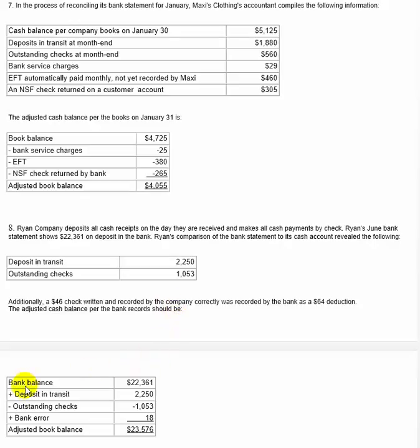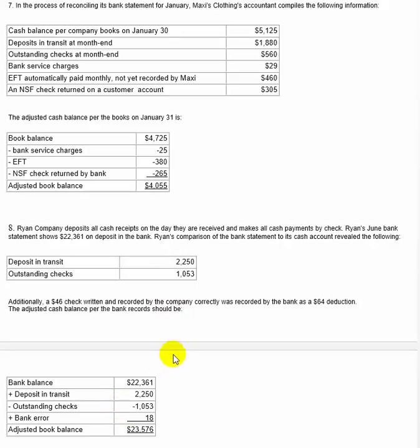Well, we'll start with the bank balance as of our statement, which is $22,361 up here. That's what our statement shows. And then we're going to add deposits in transit of $22.50. This is something that the bank doesn't know about yet, so we're going to have to add those. We're going to subtract out outstanding checks of $1,053 because the bank doesn't know about these either.